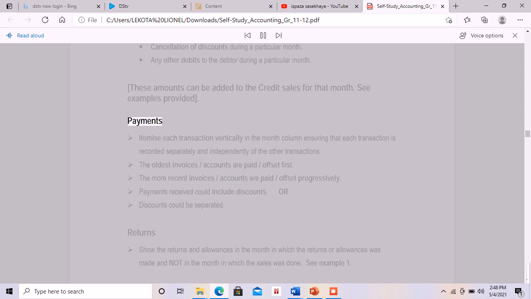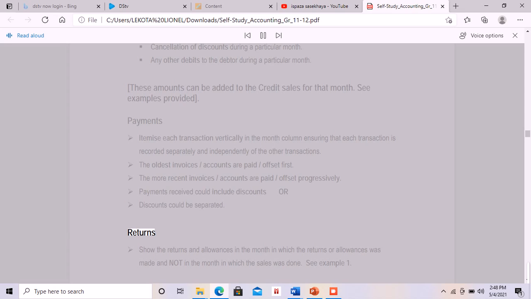Payments: itemize each transaction vertically in the month column, ensuring that each transaction is recorded separately and independently of the other transactions. The oldest invoices/accounts are paid/offset first. The more recent invoices/accounts are paid/offset progressively. Payments received could include discounts, or discounts could be separated.